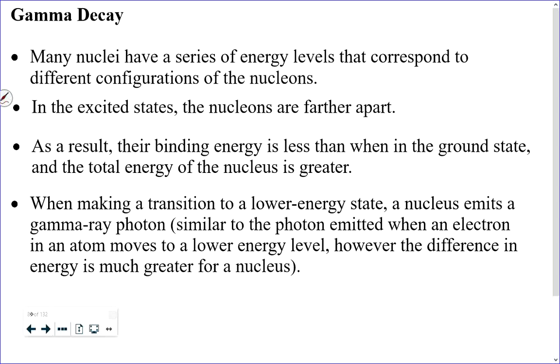What we can say is that if it's more stable, it has to release energy. The energy is a photon. And if it's more stable and it releases energy, it loses mass. The photon doesn't have mass. The nucleus itself has less mass.